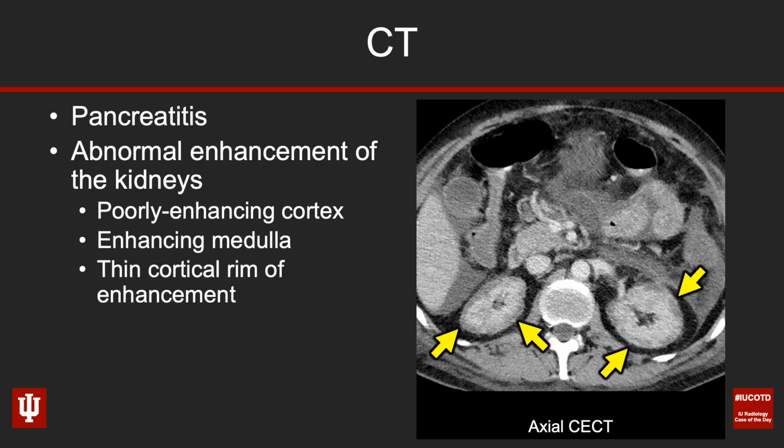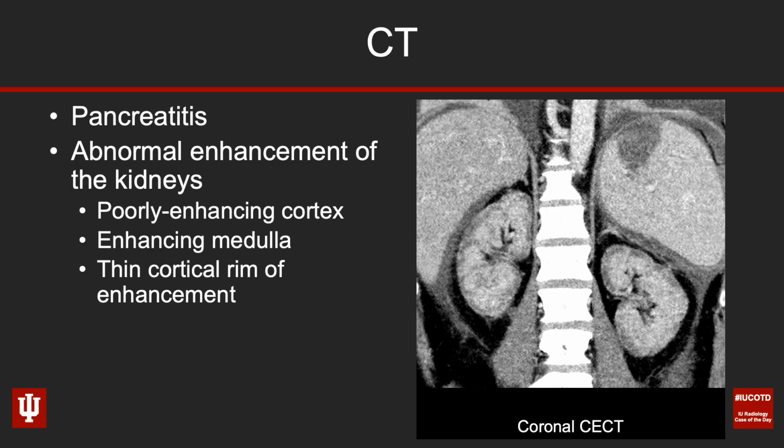The renal cortex has a thin, subtle peripheral rim of enhancement just deep to the serosa. We can also appreciate these findings on the coronal reformat. Again, the cortex demonstrates poor enhancement compared to the more normally enhancing medulla, and there's also a thin peripheral cortical rim of enhancement.